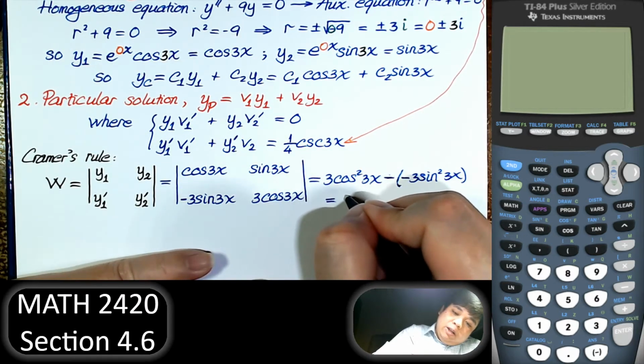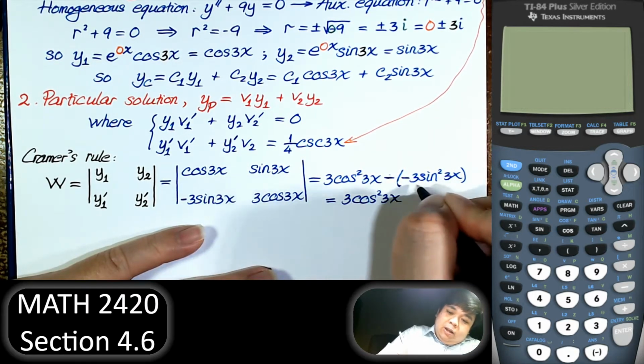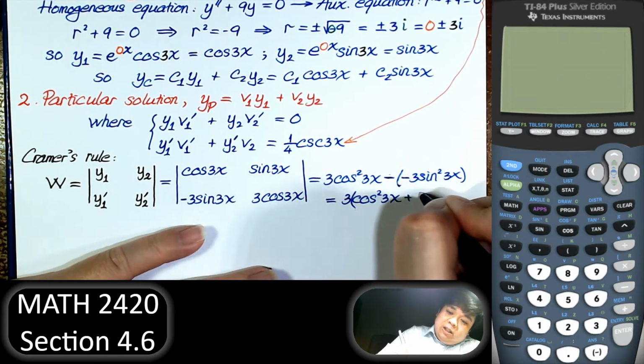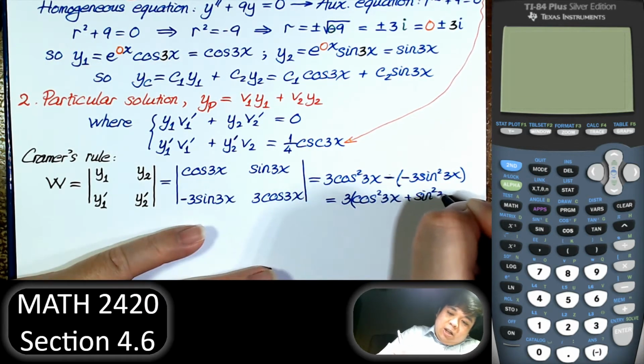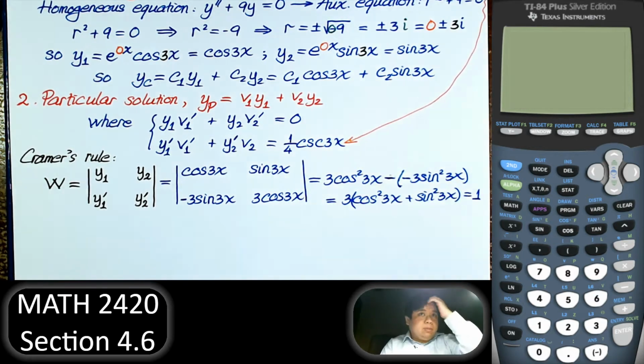So that gives us 3 cosine squared plus 3 sine squared. You can factor out the 3. And sine squared plus cosine squared is 1. So that is the W.